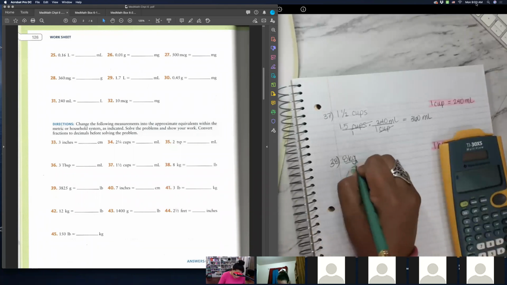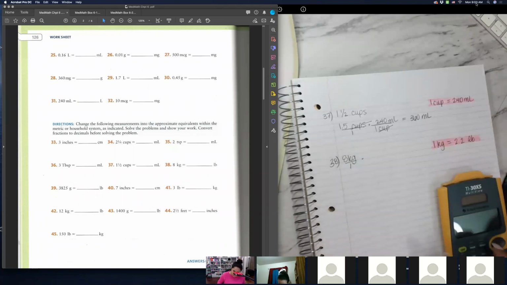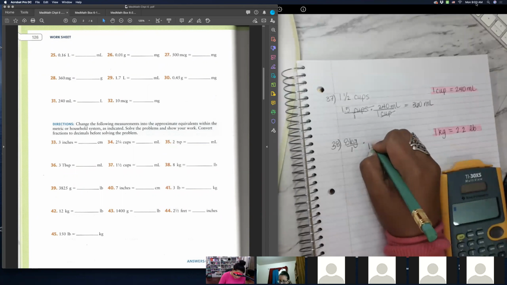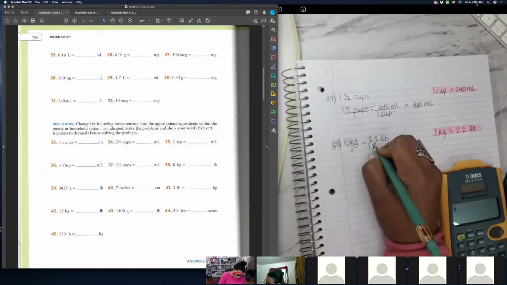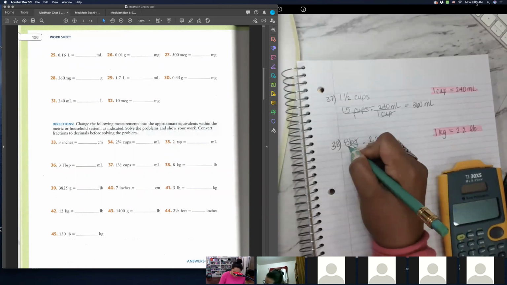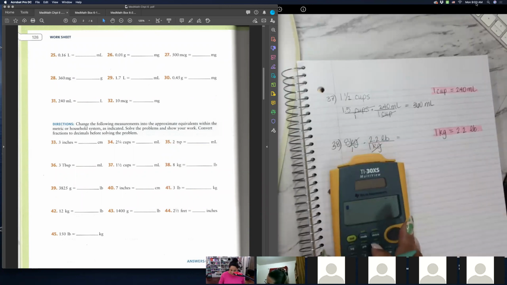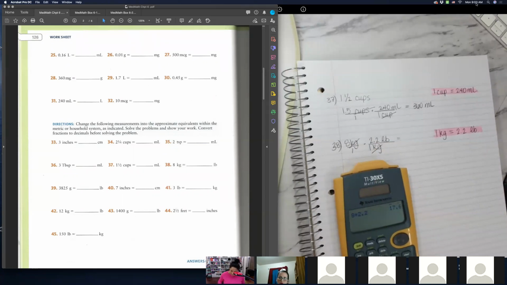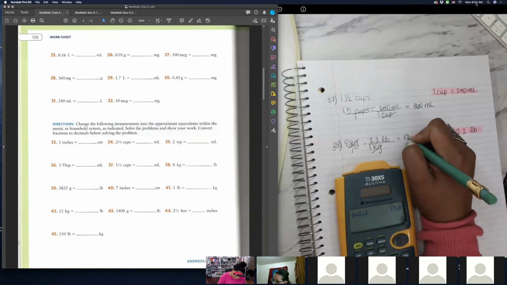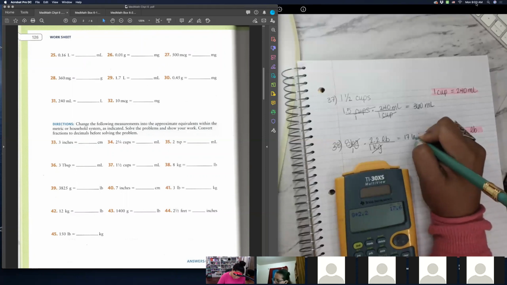Okay, so same thing. We want our units to cancel. So 1 kilogram is equal to 2.2 pounds. Our unit of kilograms are going to cancel. And all we do is take 8 times 2.2, and that's going to give us 17.6 pounds.